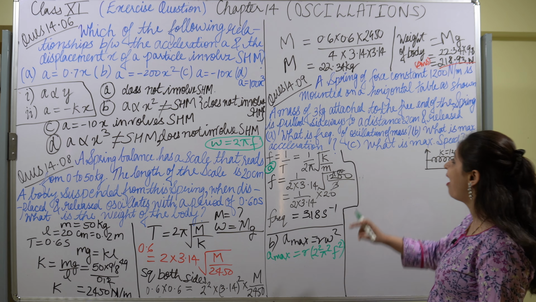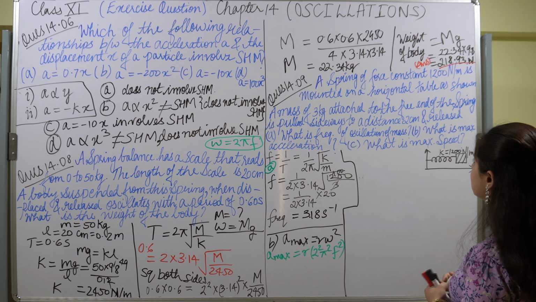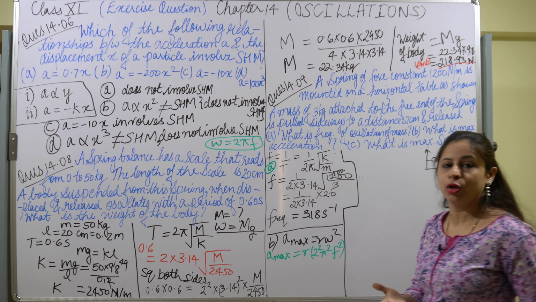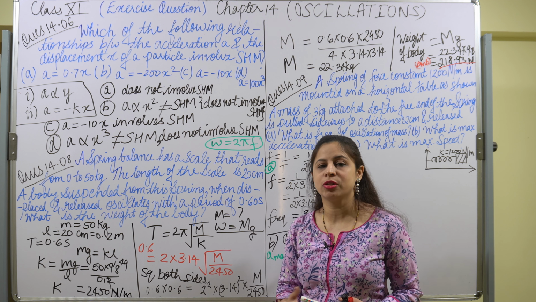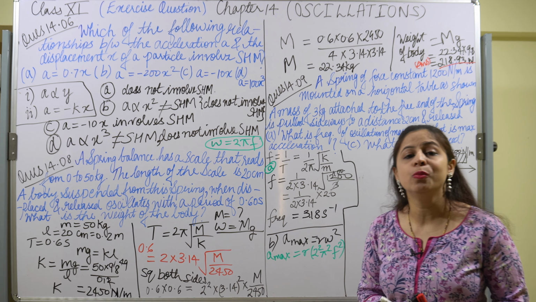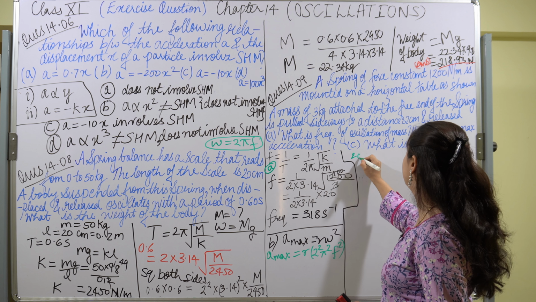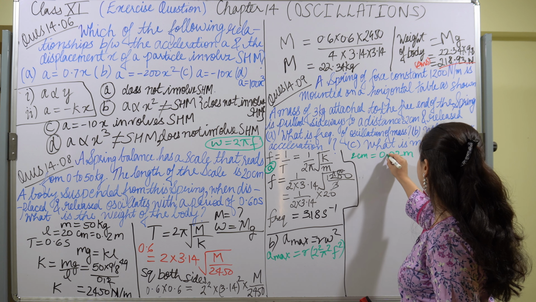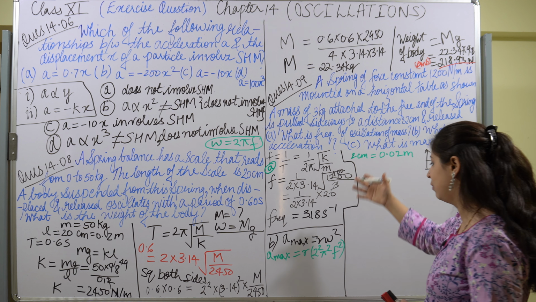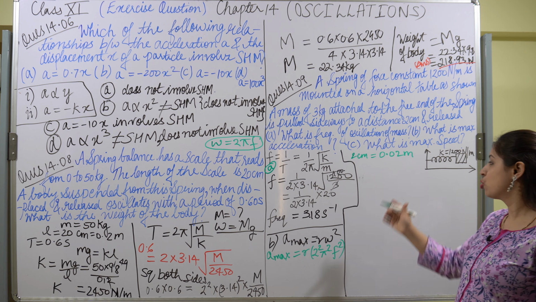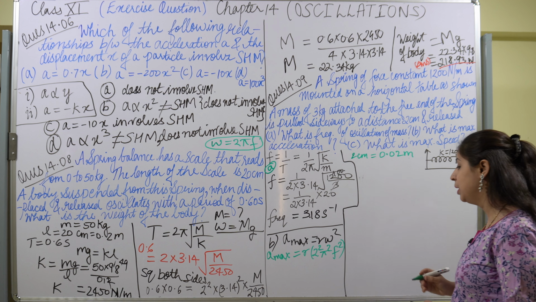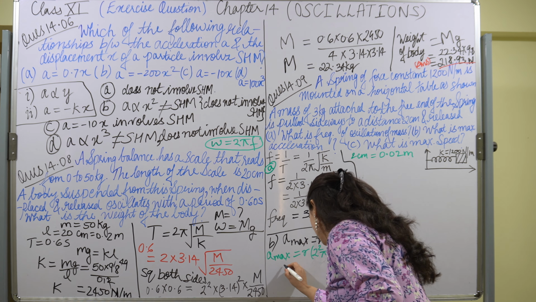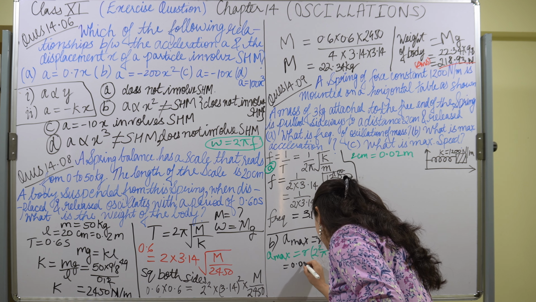The r value given to us is 2 centimeter. So we will convert it into meters. 2 centimeter will be equal to 0.02 meters, because we are taking the SI values. In the SI unit we have to convert it into meters. So let us put down the value over here.